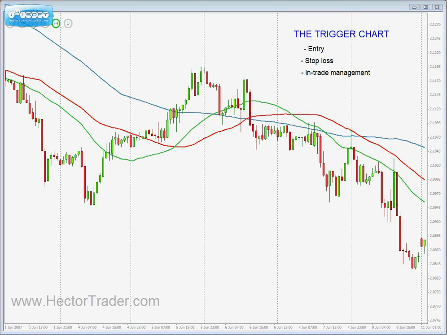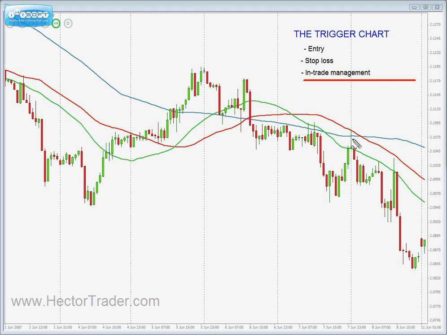Recapping a little bit, pinpointing our entries, also stop losses in order to keep them as small as possible, and finally following price in real time as the trade unfolds, in order to, like I say, identify possible signals of early weakness.